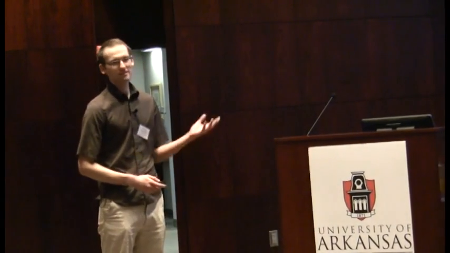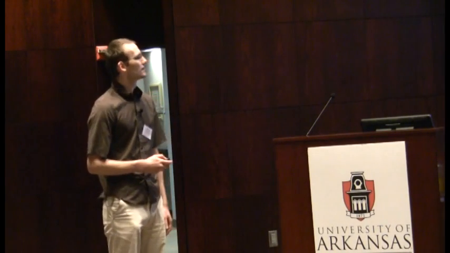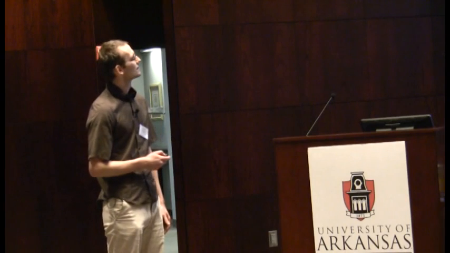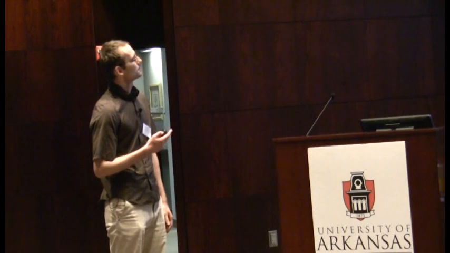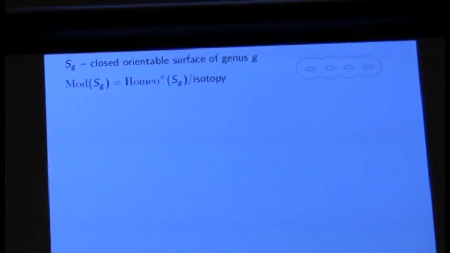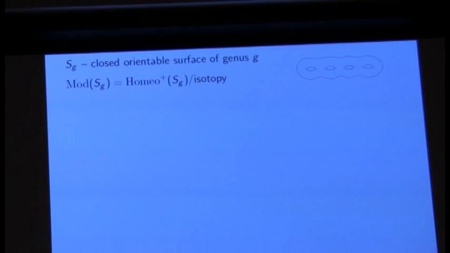So this talk will be more of a topology talk also, but there will be quite a bit of algebra, polynomials, and even some stabilization theorem for the algebraists. So we denote by S_g the closed orientable surface of genus g, and by Mod(S_g) the mapping class group of S_g, which is the orientation preserving homeomorphisms of S_g up to isotopy.